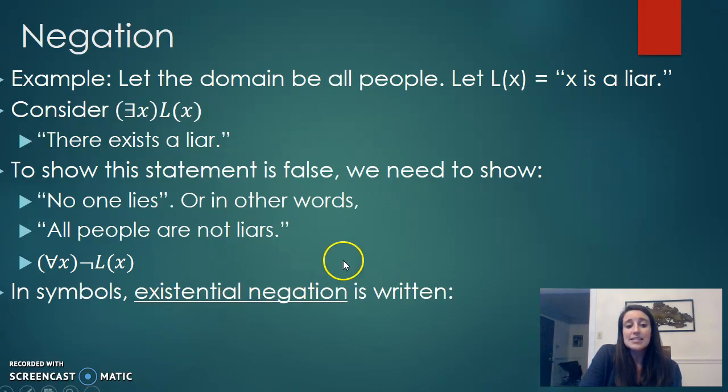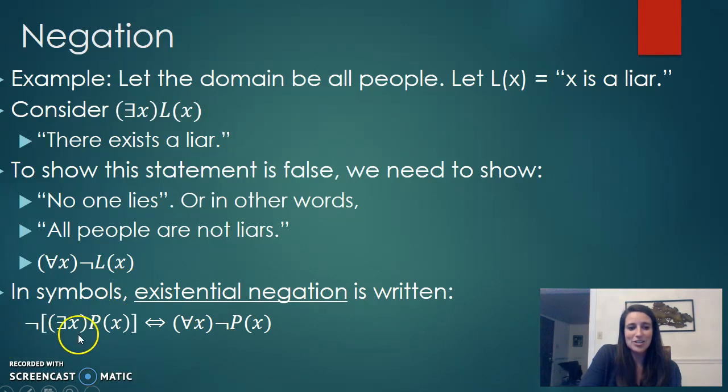So in symbols, existential negation is written, the negation of the quantified statement there exists x, p of x, is logically equivalent to for all x, not p of x. Again, the negation symbol negates the quantifier and distributes to the predicate. So there exists switches to for all, and P negates to not P.